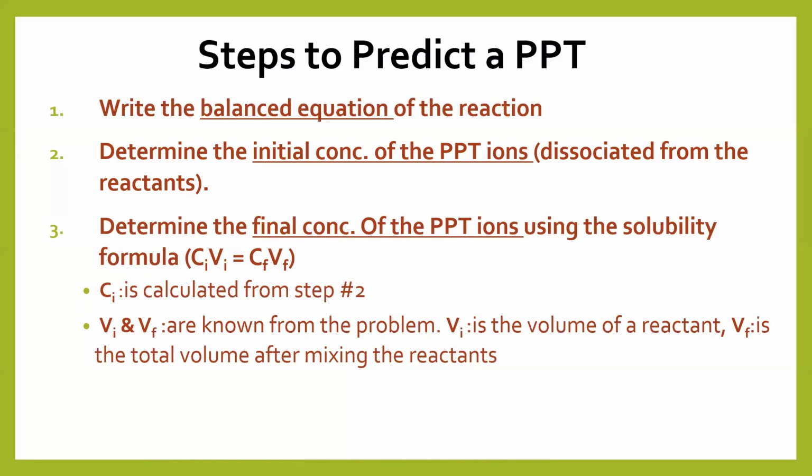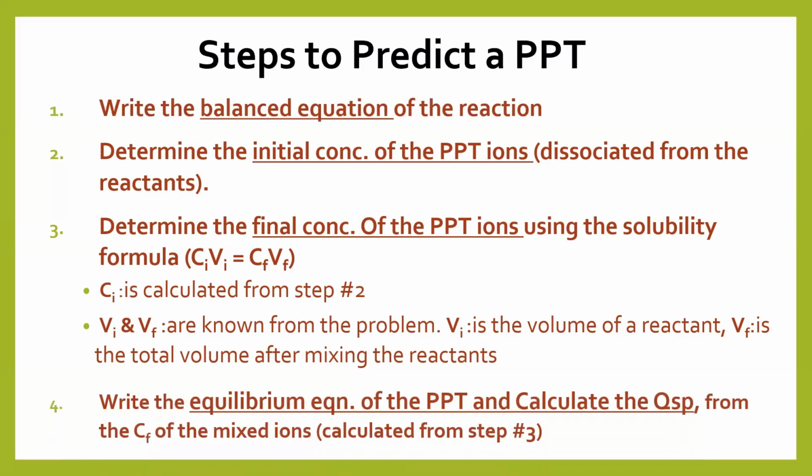Third step, determine the final concentration Cf of the precipitate ions using the dilution formula: the initial concentration times the initial volume equals the final concentration times the final volume. We already have Ci from step number 2. The initial volume and the final volume are known from the problem. The Vi is the volume of the reactant. The Vf is the total volume after mixing all the reactants.